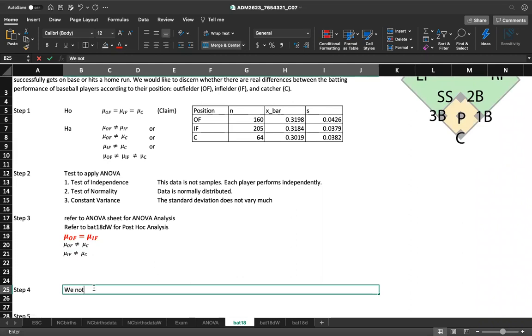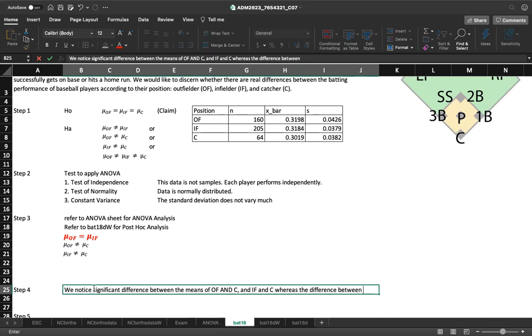Right? So we notice significant difference between means of OF and C, and IF and C. Whereas the difference between OF and IF is not significant.